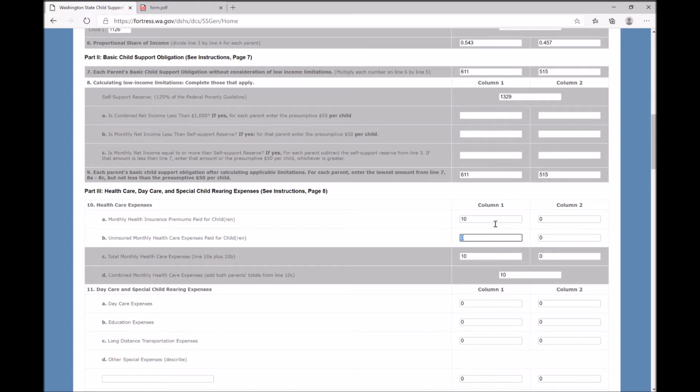Uninsured medical health care expenses. Let's at this time assume there are no uninsured expenses, and the combined monthly expenses becomes $10. So basically what this says is that $10 additional per month needs to be paid for insurance and other expenses. This happens to be that the father pays it, but it's a shared responsibility between the parents.